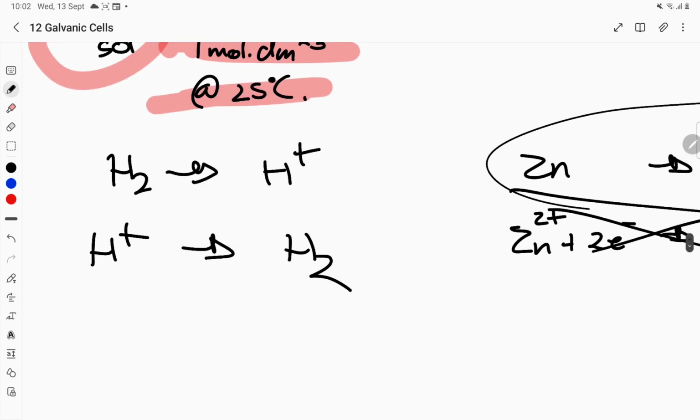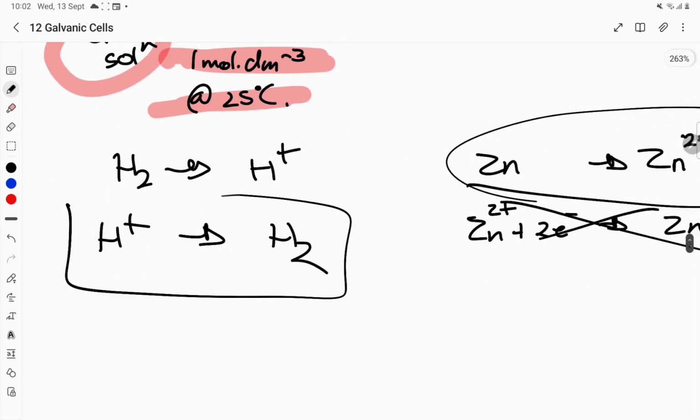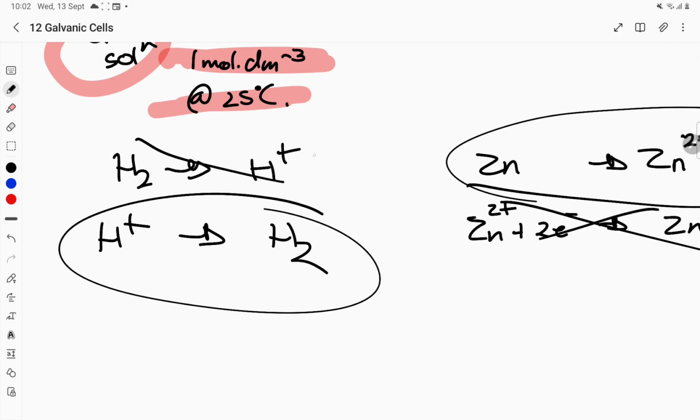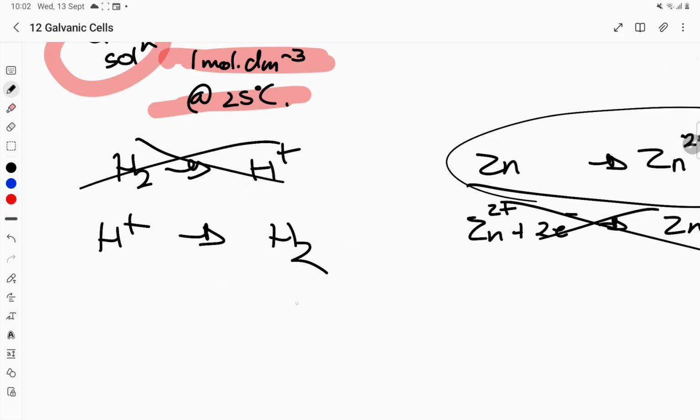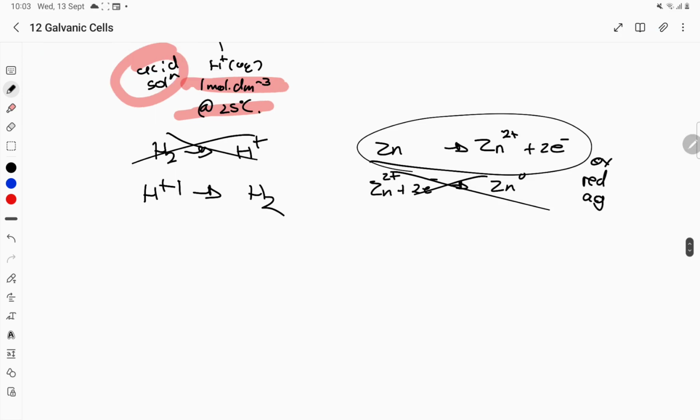And we said also that H+ will go to H2, and that is your reduction. So it's a +1 and it goes to a 0, right? So there's that. Now, let's write down the two half reactions.